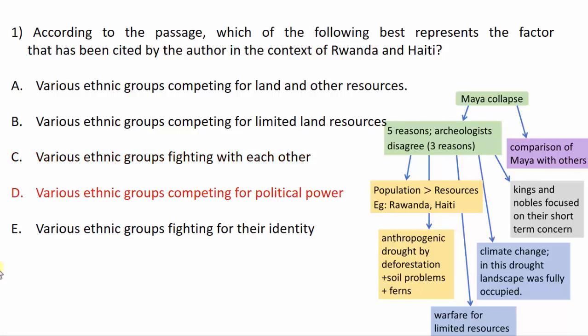Option D, various ethnic groups competing for political power. Not mentioned anywhere. Option E, various ethnic groups fighting for their identity. A big no. They never fought for identity. They only fought for land and other resources. So the answer is option A.